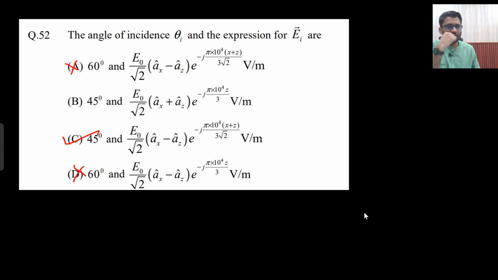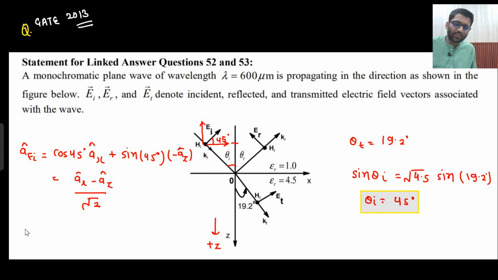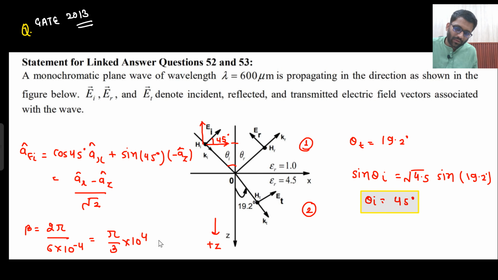That's it. Okay. Or we can see more things. What we can see? We can see the value of beta. So what will be the value of beta 1 in this incident electric field? This I am calling medium 1 and this is medium 2. So what will be your beta 1? 2 pi by lambda, 2 pi by 6 into 10 to the power minus 4. So that would be pi by 3 into 10 to the power 4 radian per meter.